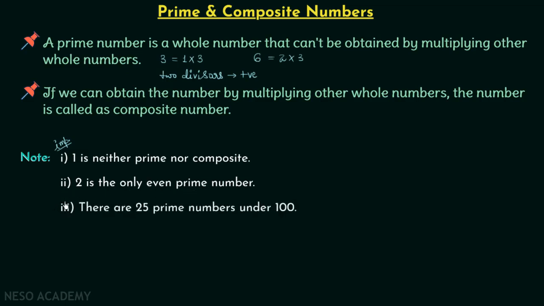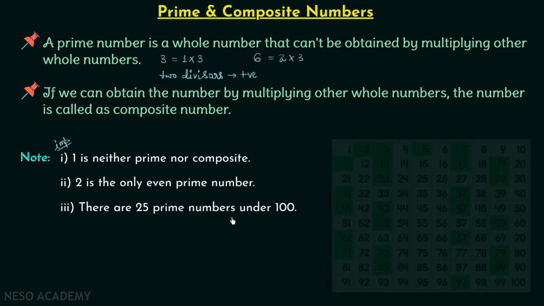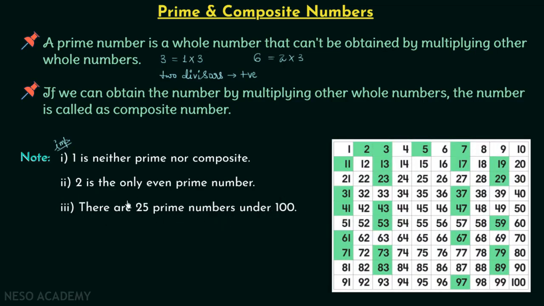Moving on to the third point, there are 25 prime numbers under 100. This is important because prime numbers up to 100 are asked in examinations. So you should have this table in your mind. All the prime numbers are highlighted in green color in this table. We have 25 of them, and when you observe, you will find only 2 is even and all the other prime numbers are odd. So we are done understanding prime and composite numbers.